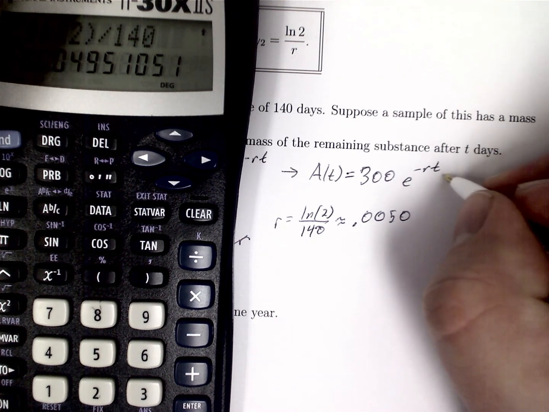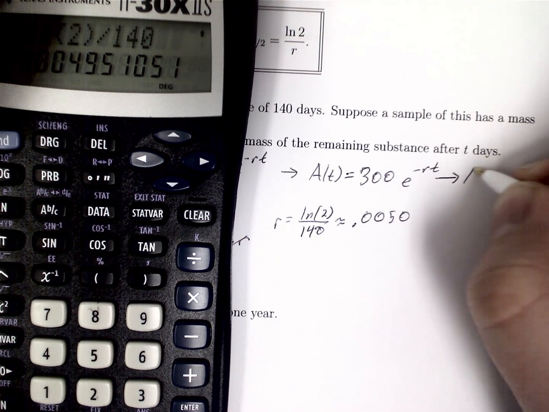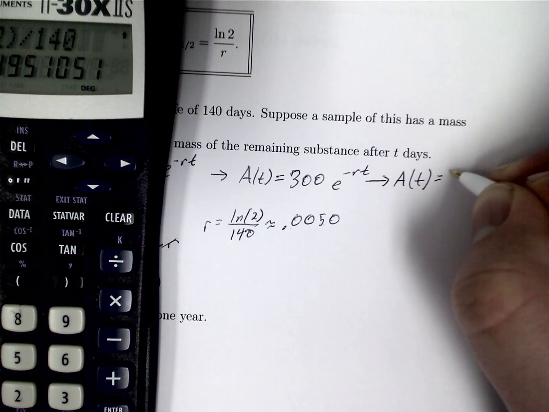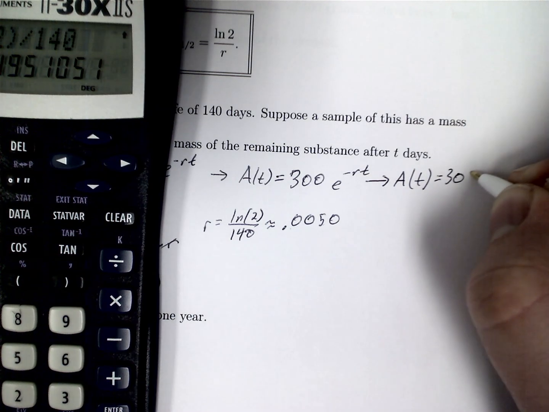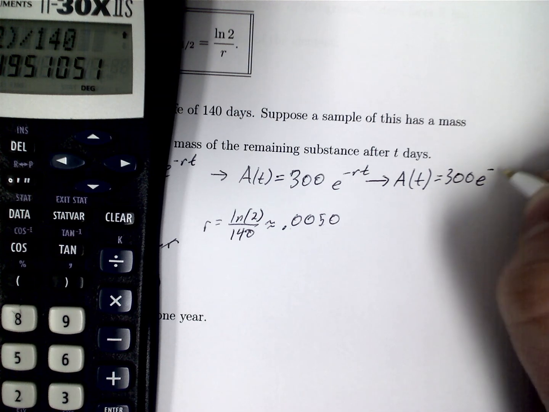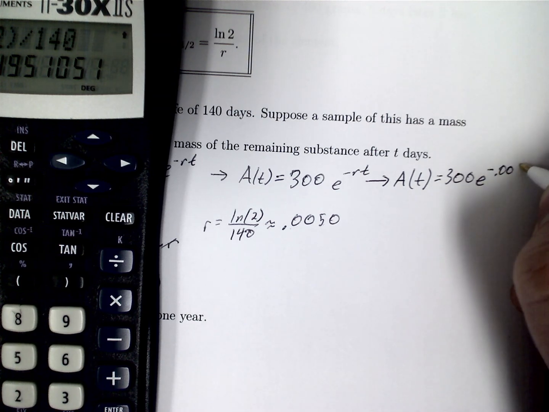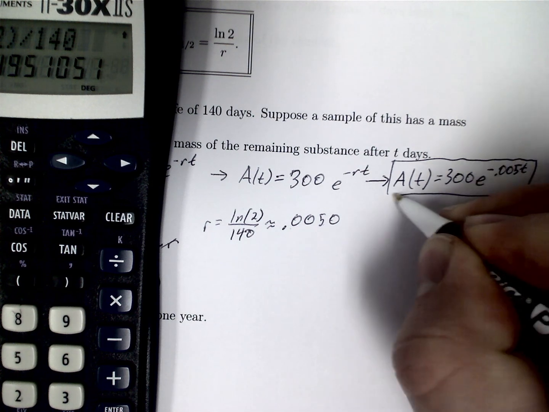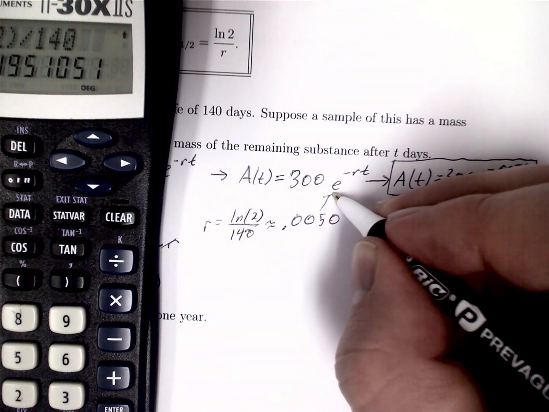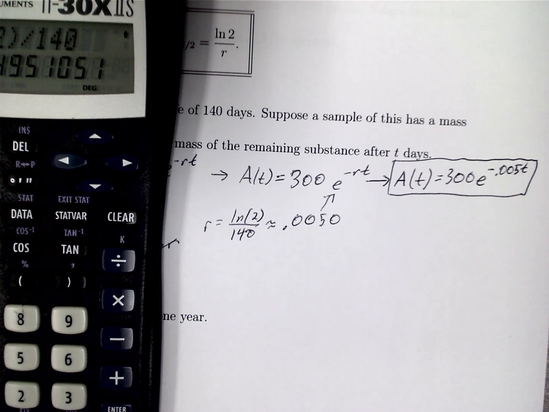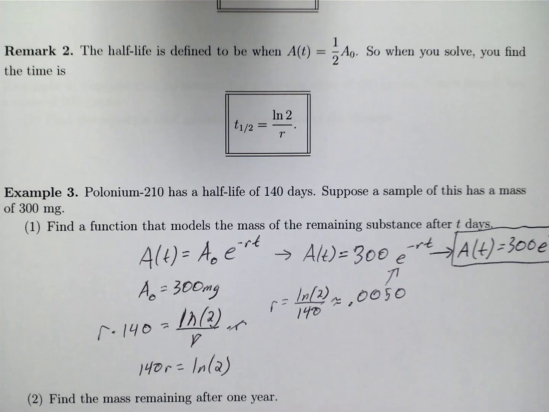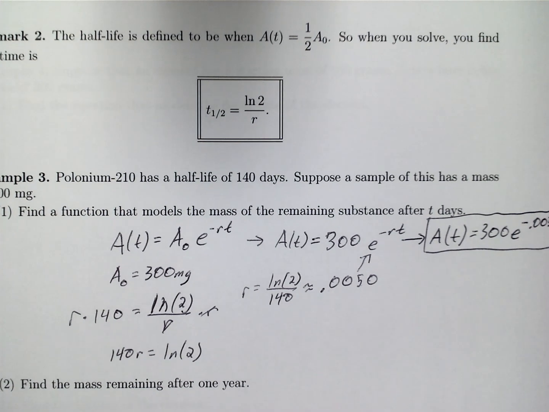That gives us A of t equals 300 e to the negative 0.005t. This is our R. All right. Now that we have the formula, we can do some computations.